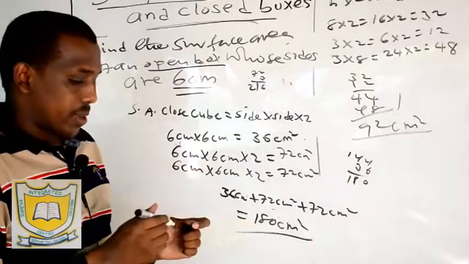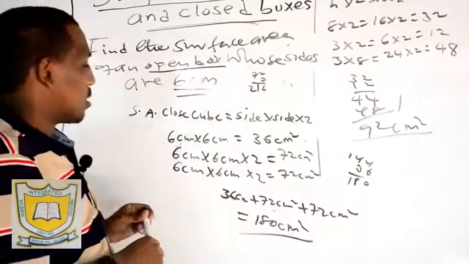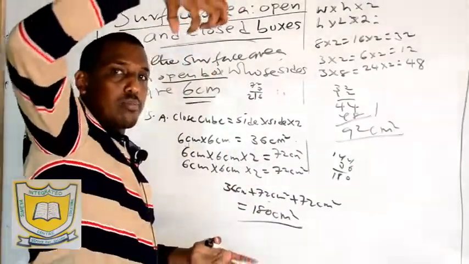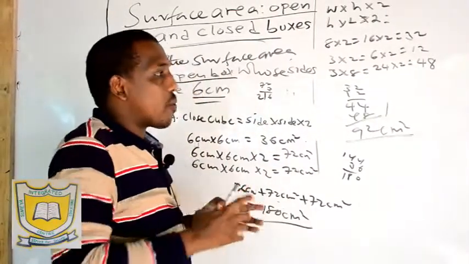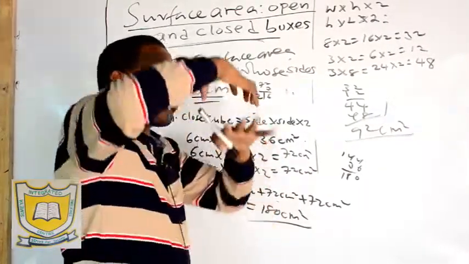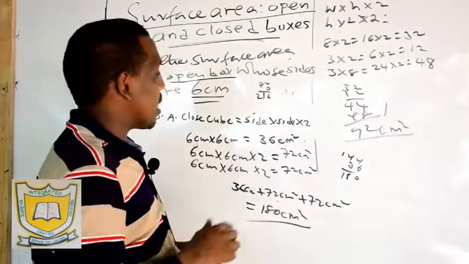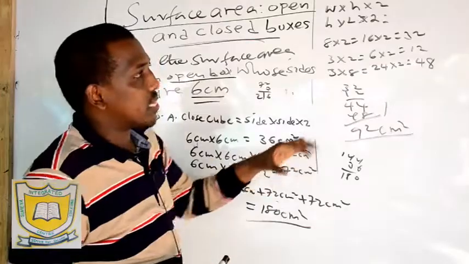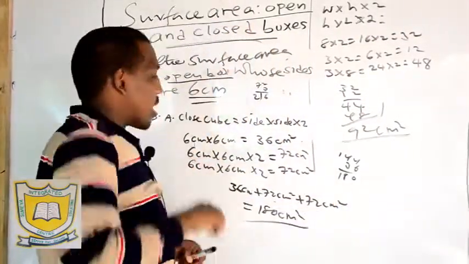So when it is open, for the length and the width, you don't say times 2 because the top is open. Remember, a box when it is closed has 6 faces. When it is open, the top is not there, so the faces will be 5. So for the top part, we will not say times 2.